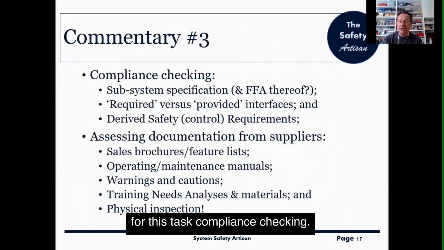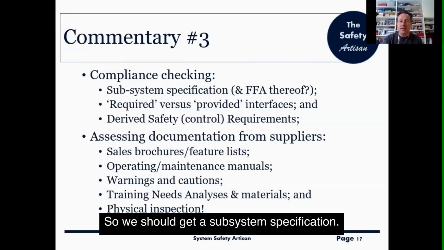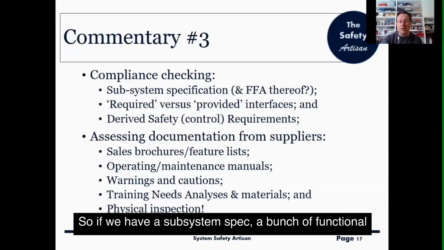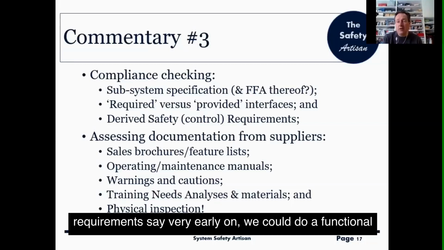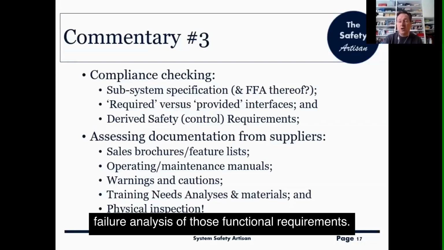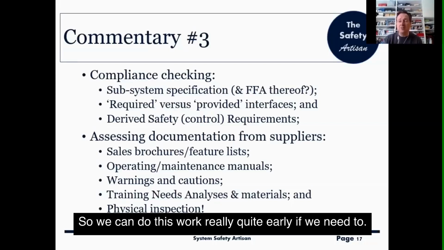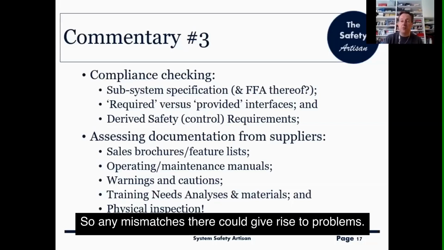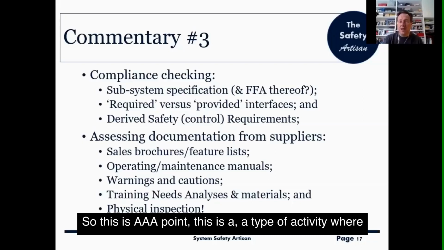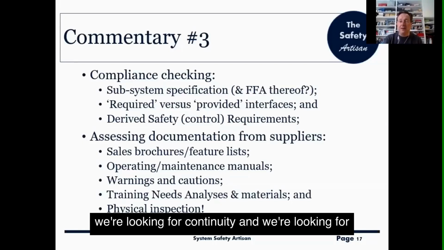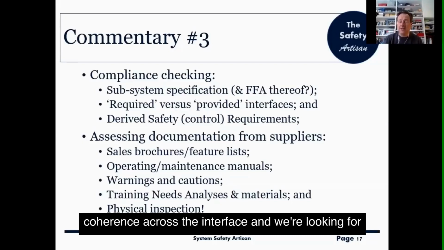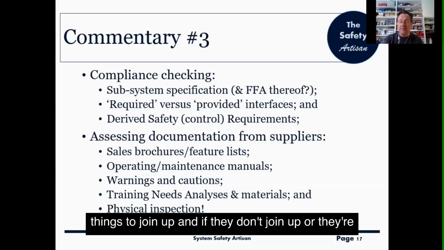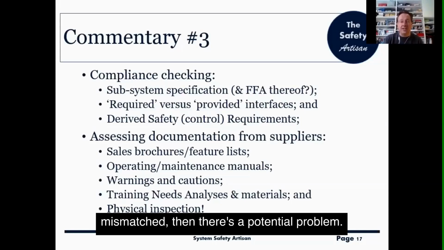task: compliance checking. So we should get a subsystem specification. So if we have a subsystem spec, a bunch of functional requirements, say, very early on, we could do a functional failure analysis of those functional requirements. So we can do this work really quite early if we need to. So any mismatches there could give rise to problems. So this is a type of activity where we're looking for continuity and we're looking for coherence across the interface, and we're looking for things to join up. And if they don't join up or they're mismatched, then there's a potential problem.